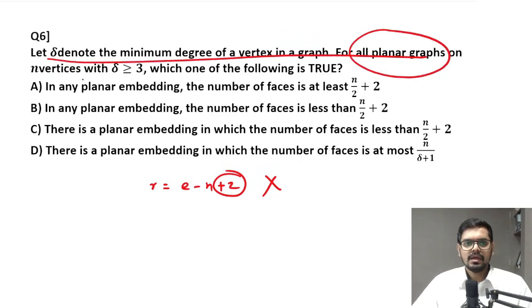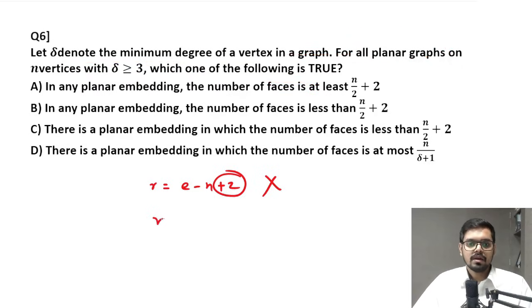Yes, they are talking about planar graphs, but nothing about a connected graph. Then why are you using this formula? Wrong. You have to use the general formula: R is E minus N plus K plus 1. This is the general formula we are going to use for this question.